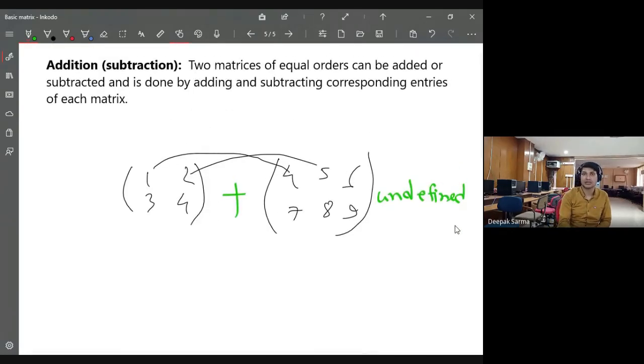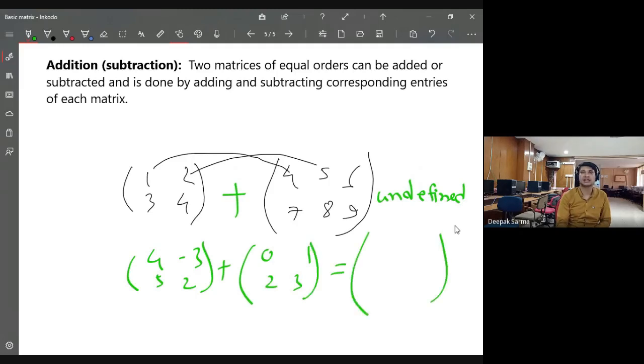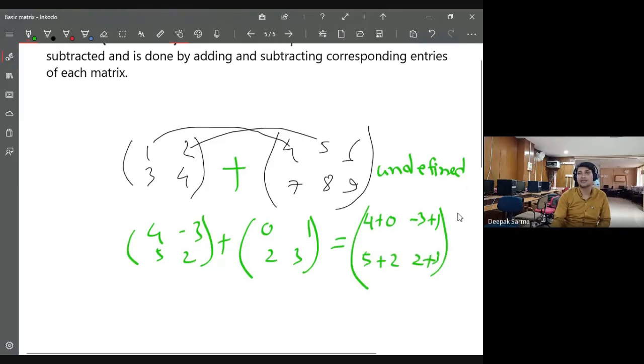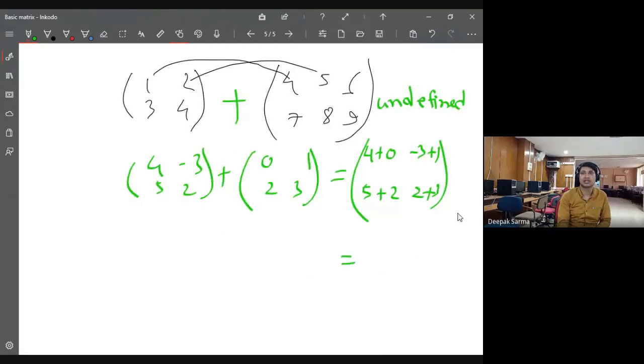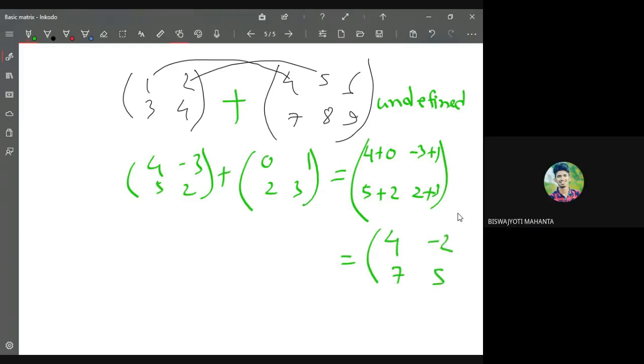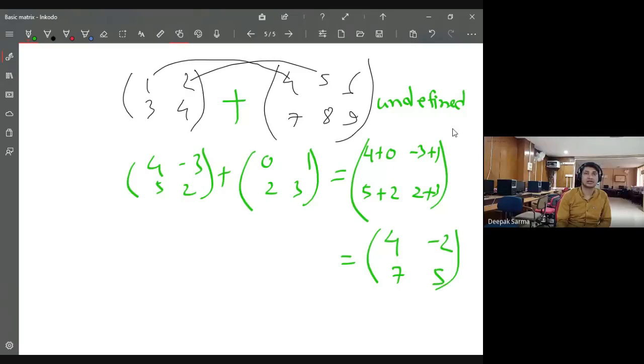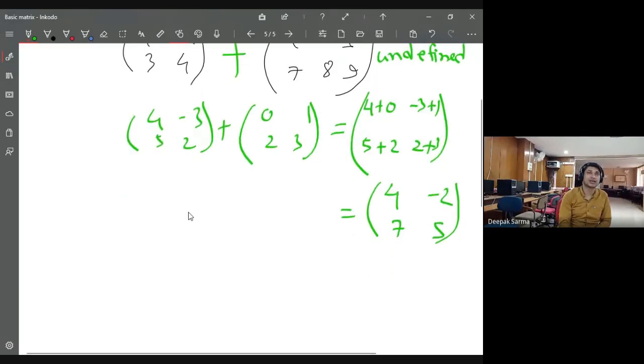Clear? Okay. Suppose I write another matrix, 4, minus 3, 5, 2. Now again, suppose I have 0, 1, 2, 3. Then I can add them. What will the entries be? 4 plus 0, then minus 3 plus 1, then 5 plus 2, then 2 plus 3. Whatever you get, that is the answer. Got it? So, what will be the answer here? 4 plus 0 is 4, minus 3 plus 1 is minus 2, 7, 5.